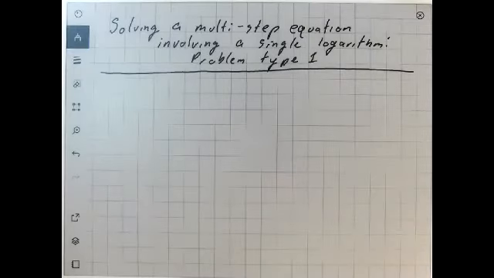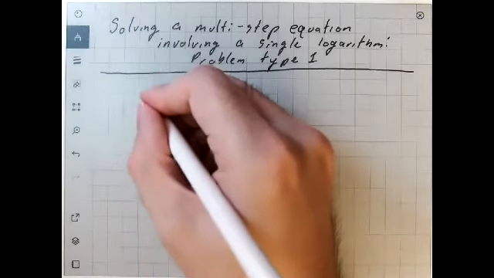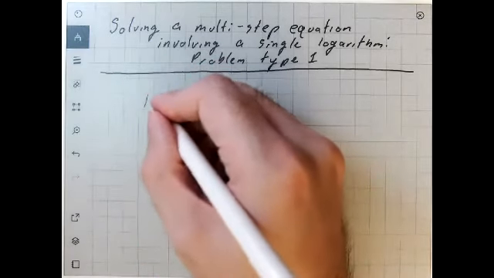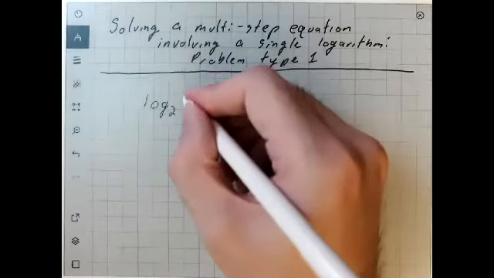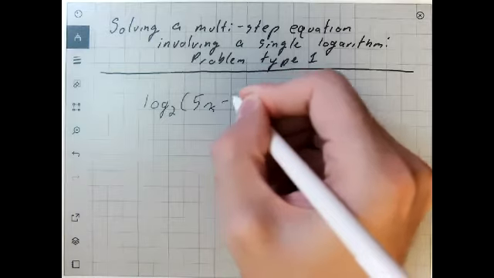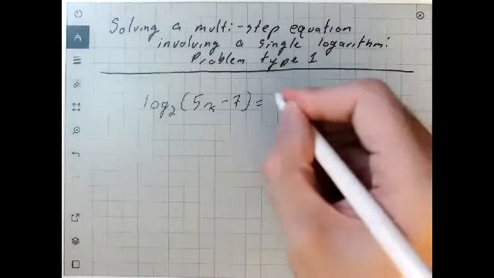Solving a multi-step equation involving a single logarithm, problem type 1. Here we change our focus to equations that have logarithms in them. To start, let's take something like log base 2 of 5x minus 7 is equal to 3.